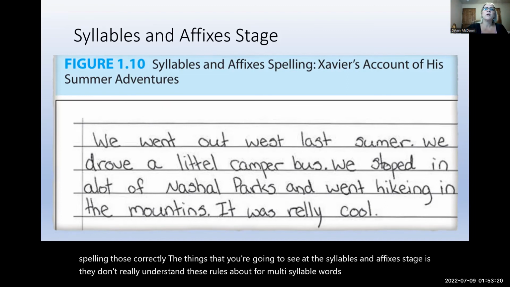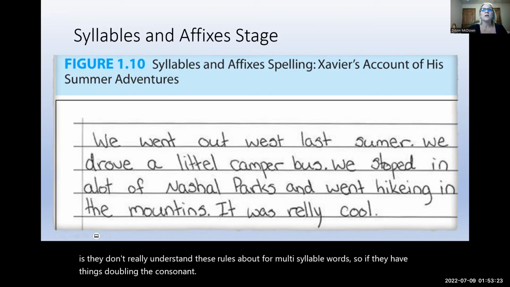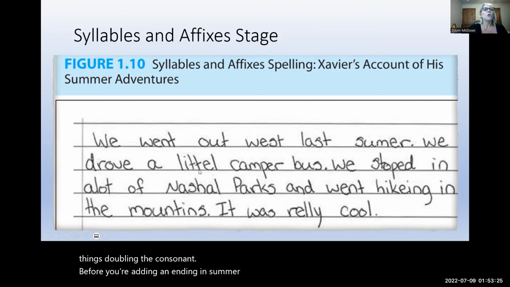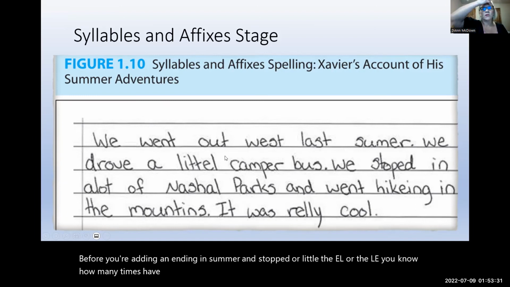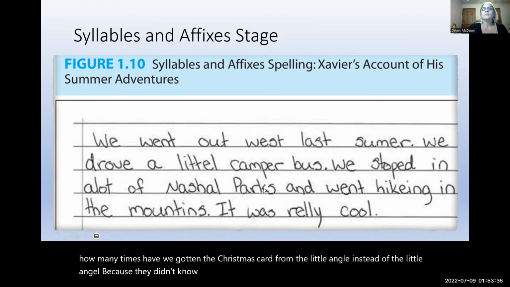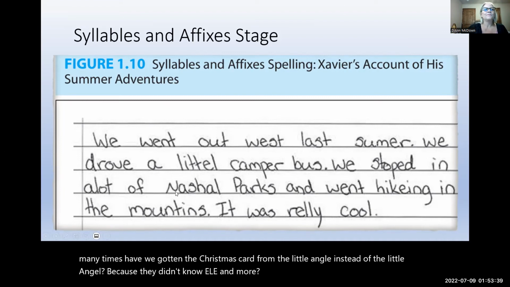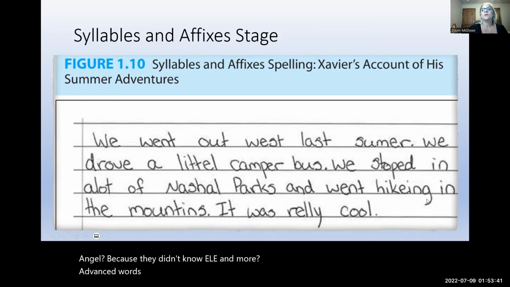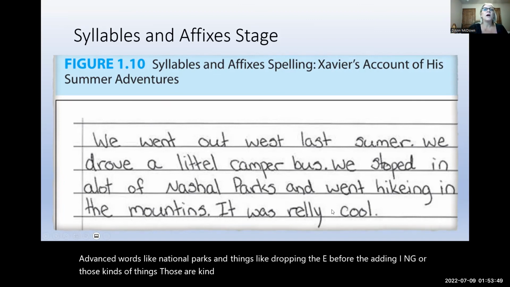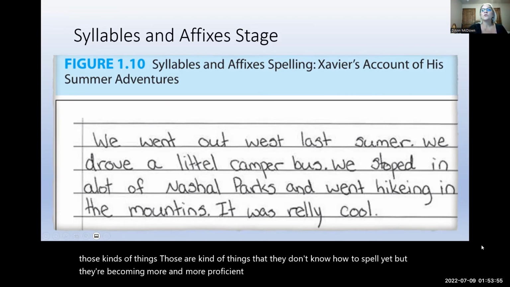So they have things like doubling the consonant before adding an ending, like in summer and stopped, or little, the EL or the LE. How many times have we gotten the Christmas card from the little angle instead of the little angel, because they didn't know EL, LE. More advanced words like national parks, and things like dropping the E before adding ing. Those are things that they don't know how to spell yet, but they're becoming more and more proficient in their spelling. There are just still things they don't know how to do.